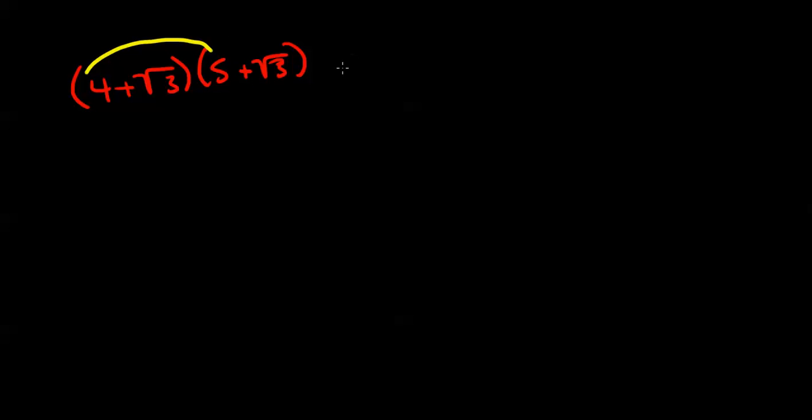Now we're going to look at an example that requires using FOIL. So we have 4 plus radical 3, and then in the next parentheses 5 plus radical 3. So you want to start off by multiplying 4 times radical 3. Then you want to do 4 times 5. Then you want to do radical 3 times 5. Then you want to do radical 3 times radical 3.